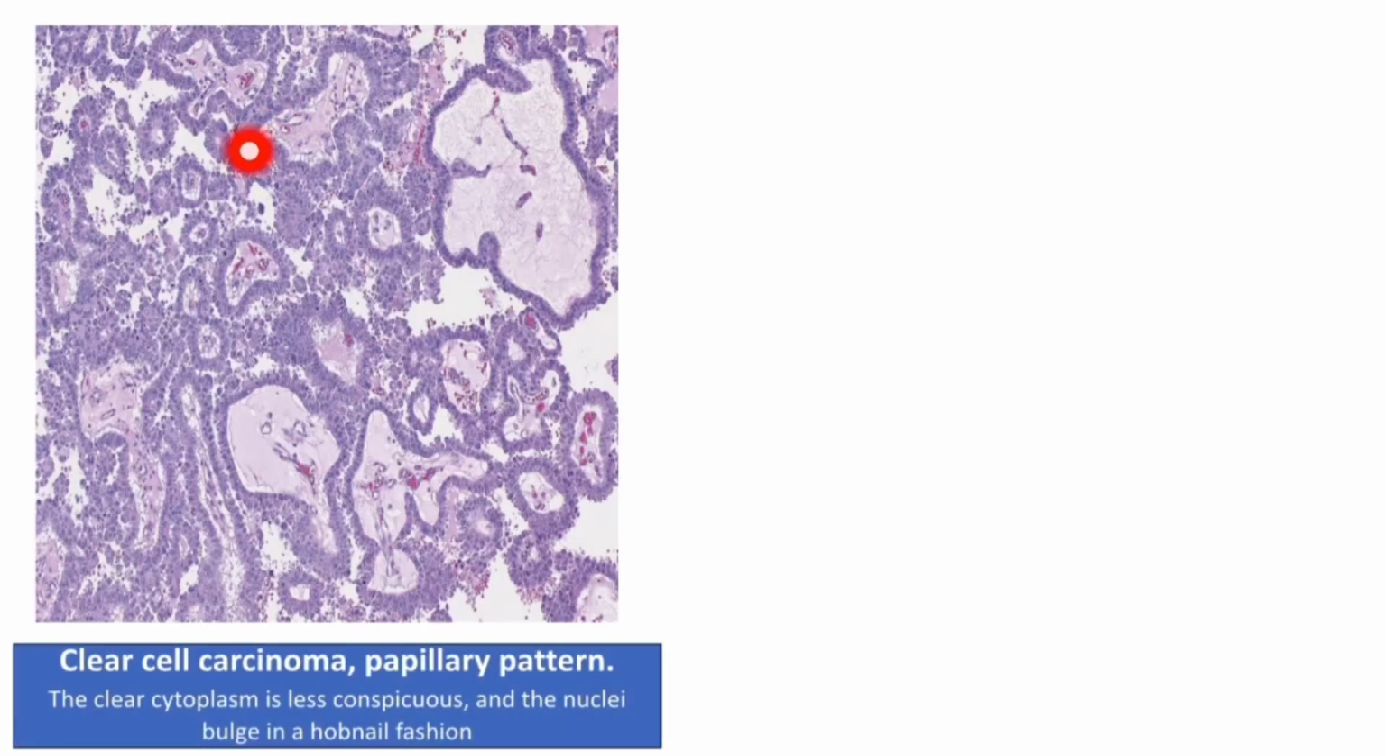Now if we see microscopically, here you can appreciate the papillary pattern with hyalinized core, and these tumor cells show a hobnailing pattern.